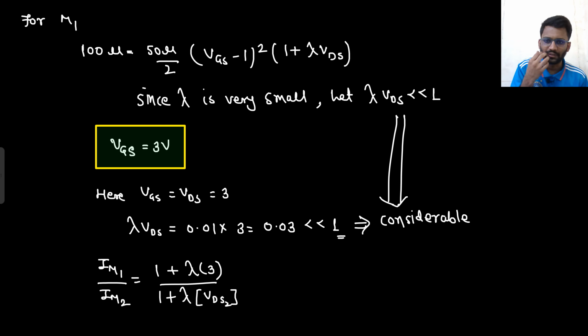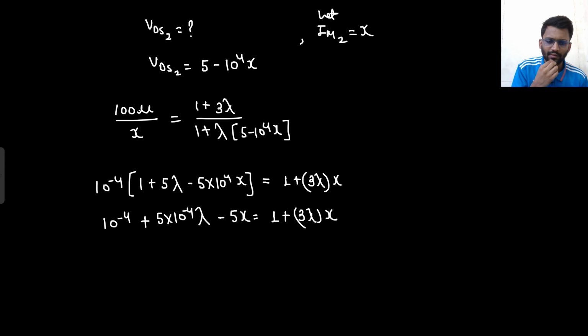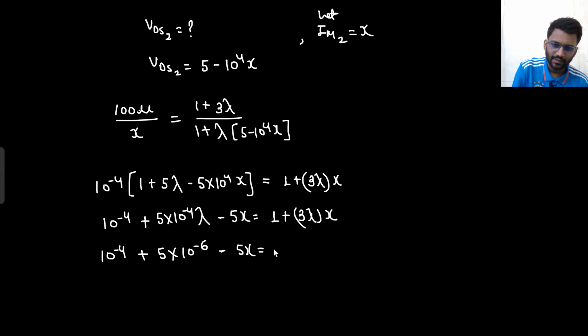Lambda value is 0.01. Lambda value was 0.01 only. So 10 to the power minus 4. Is there anything wrong in the calculation? No, everything is going fine. 0.01. So it would make 10 to the power minus 6 minus 5x over 1 plus 0.03 into x. Yeah, so there was a simple calculation error. This would be lambda into 10 to the power 4x. So we just need to do the calculation, that's it.